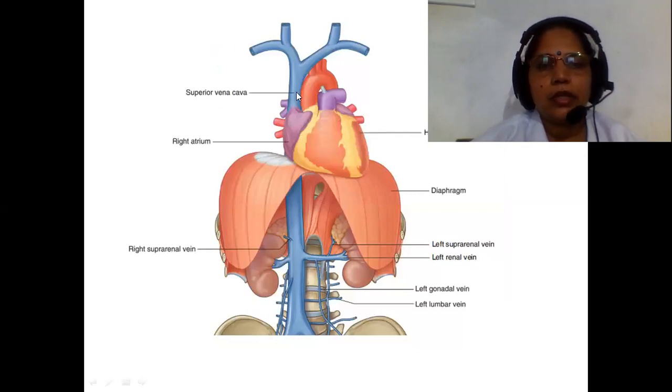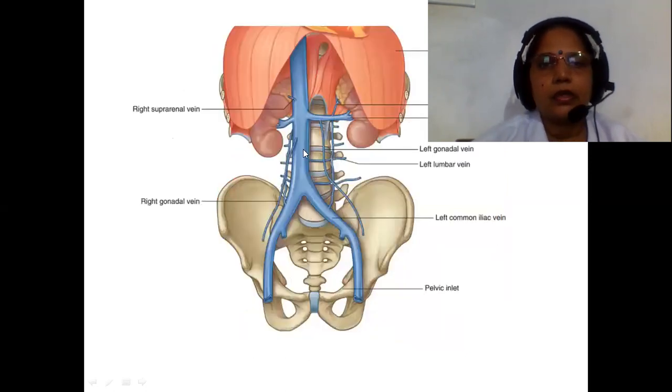See, this is the diagram from Gray's Anatomy. This is the superior vena cava. This is the inferior vena cava. This structure is called the diaphragm. This is the complete anatomy of the heart. See this clearly, inferior vena cava.